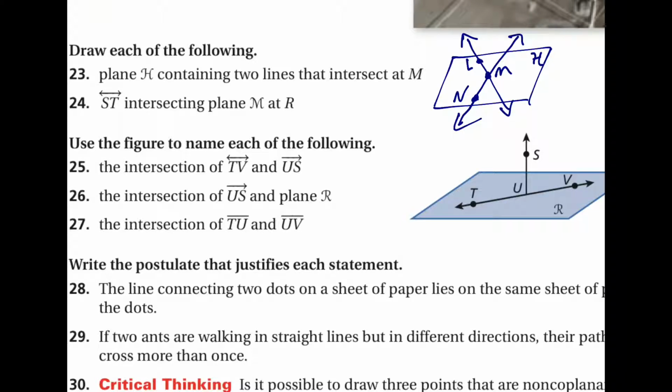For 25, 2 lines intersect at a single point, which here is at point U. 27, the segments TU and UV also intersect at point U.